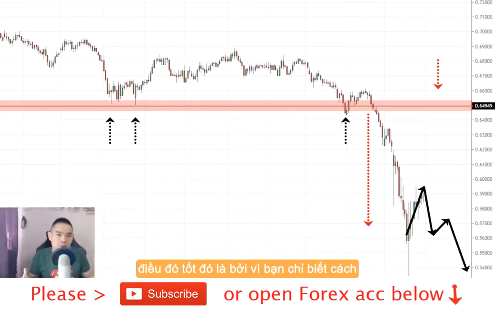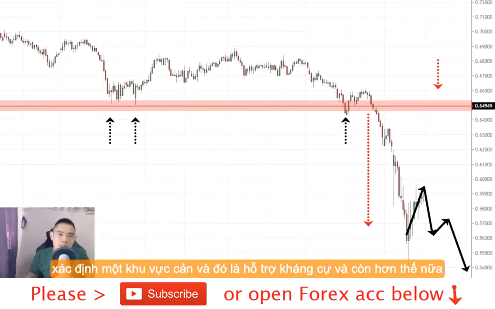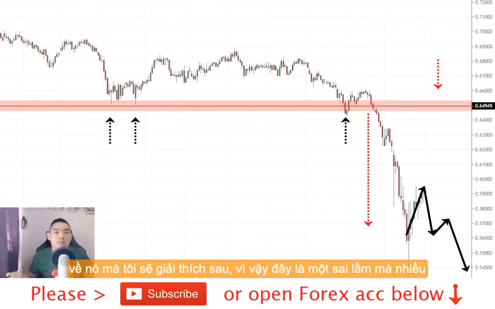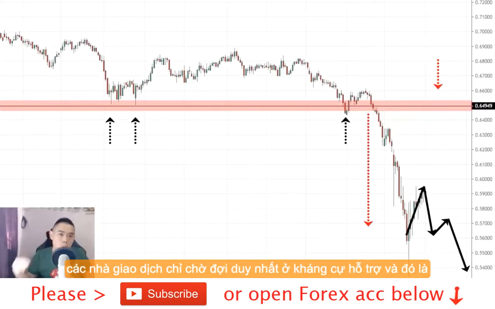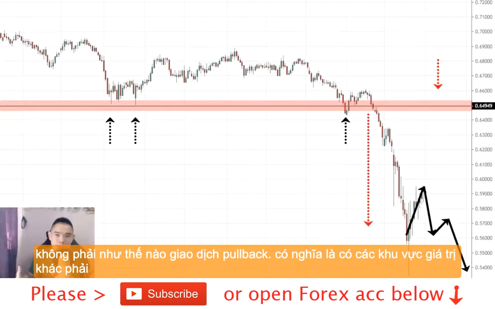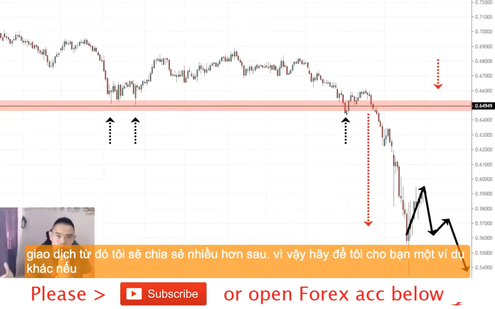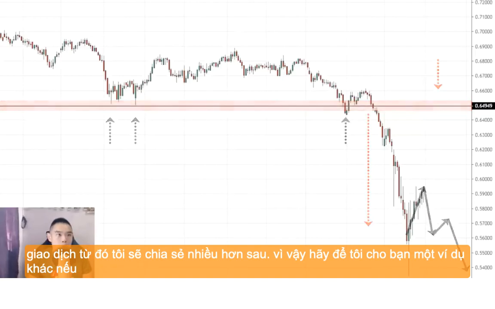Why is that? Well, that's because you only know how to identify one area of value, and that's support and resistance. And there's more to it, which I'll explain later. So this is a mistake that many traders make, that they only wait at support and resistance. And that's not how pullback trading is meant to be. There are other areas of value to trade from, which I'll share more later. So let me give you another example.